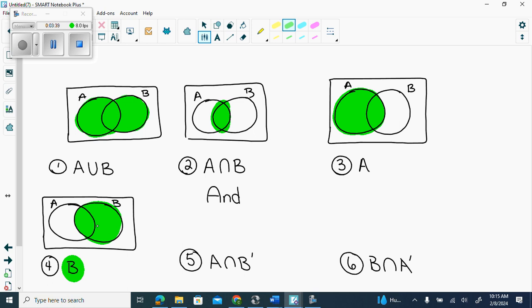Now, or often means more. So if I have a union or an or, I'm going to have quite a bit more shading, correct? Because if it's in here or it's in here, I shade it. Are these ors here? This is an and, this is an and, correct? It's often a smaller piece of shading because it has to be where both of them exist. Okay?